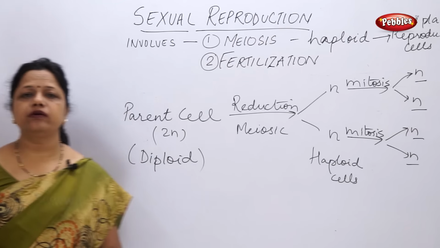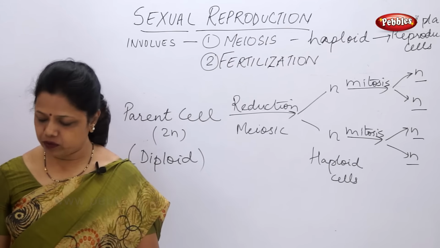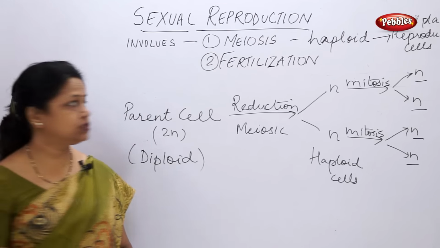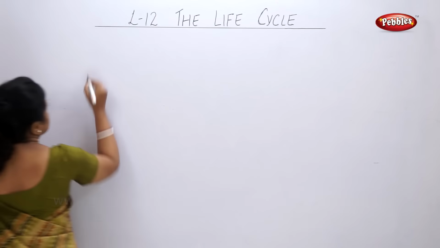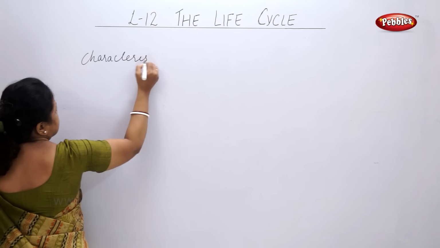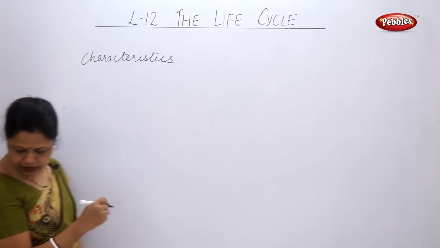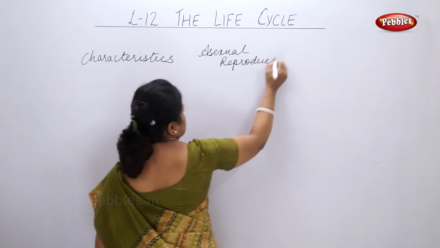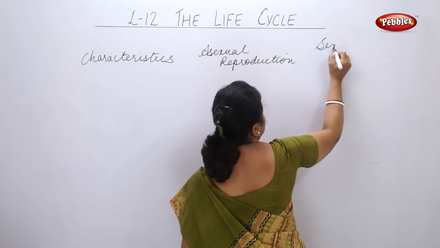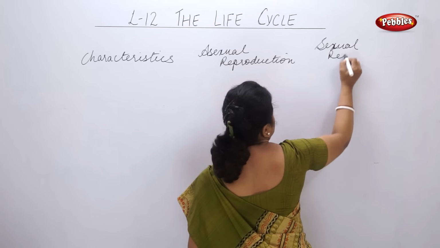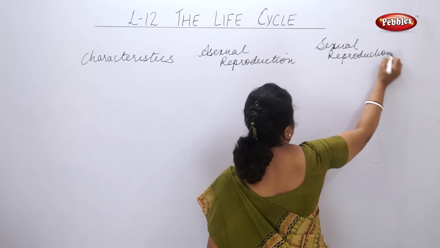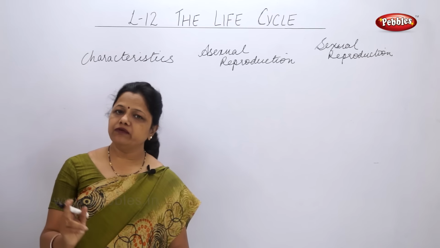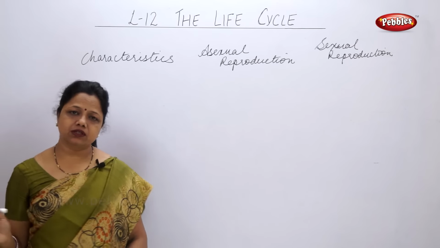There is an activity 12.11 in your textbook, page 153, which you have to do. Here we have to complete the table by showing the differences between asexual reproduction and sexual reproduction. Now first is the characteristics. The second is the asexual reproduction. Third is the sexual reproduction. Now here the characteristics are given in your textbook. One by one I will read out the characteristics. I will write only the asexual and the sexual blanks which are given.